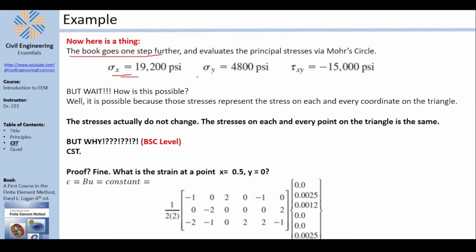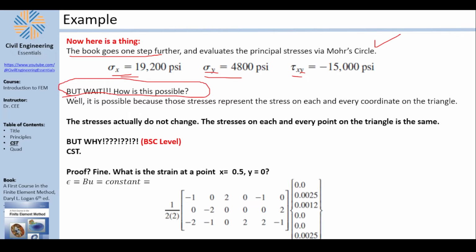He finds sigma x, sigma y, and tau, and then he calculates something called the principal stresses via Mohr's circle. Mohr's circle is a tool that we used in the mechanics of materials course to establish the maximum sigmas and the maximum taus on a given element. This is so far so good. But wait, how is this possible? Why is he using a Mohr's circle on a triangle?